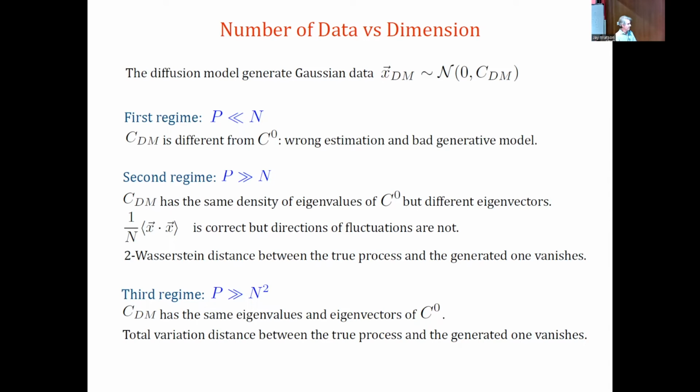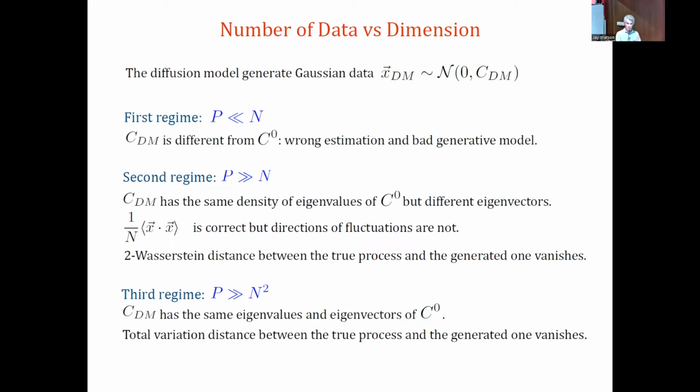Then you get the same density of eigenvalues of this matrix, but different eigenvectors. So what this means is that if you look at the generative process, at quantities like x·x divided by n, which is nothing else than the trace, it is related to the trace of C, which is related to the integral of the spectral density of eigenvalues times lambda. So this would be correctly reproduced. To a certain extent, the global strength of fluctuation will be correctly reproduced.